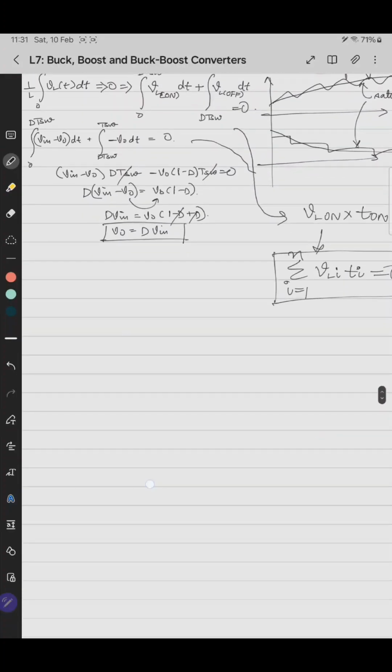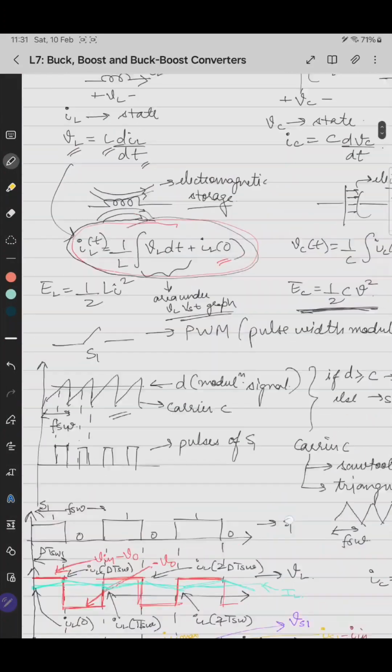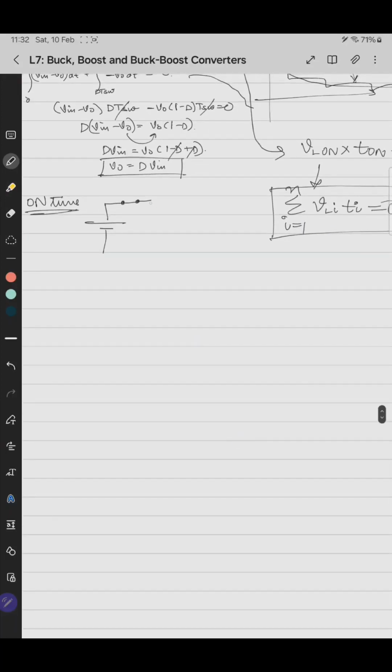So let me also draw it for the on time. The circuit will look somewhat like this. The switch is short circuited here, and this will be open circuited. Then there will be a diode, there will be a switch, and there will be a load. So this is VD, this is L, this is IL, this is IC, and this is I load. Vin, Iin, and IS1.